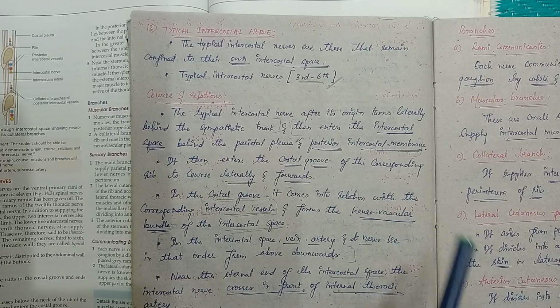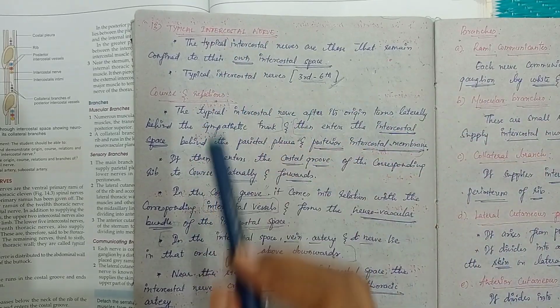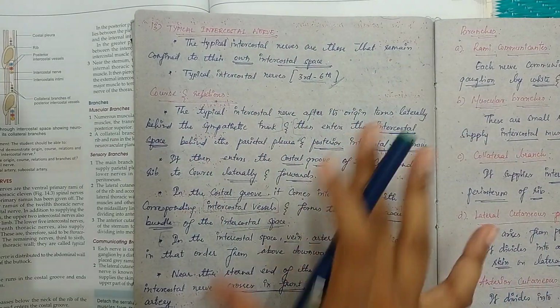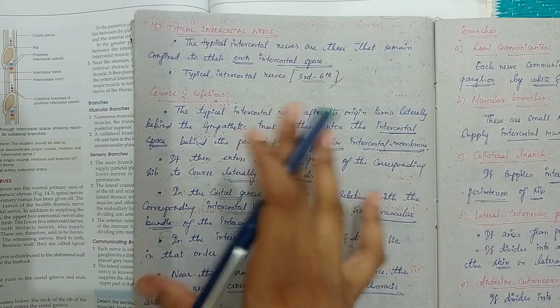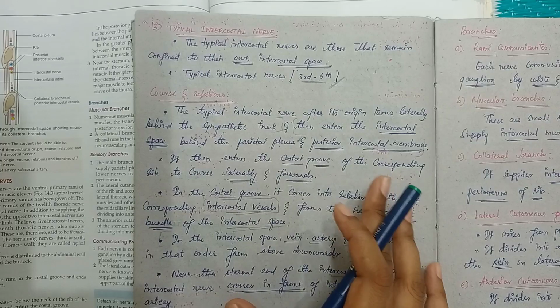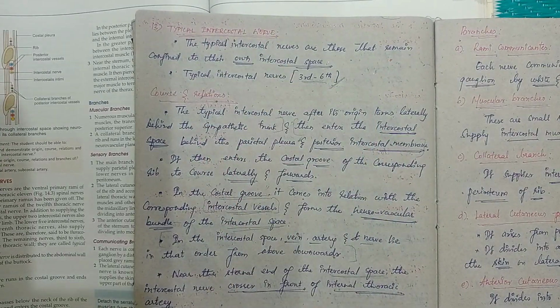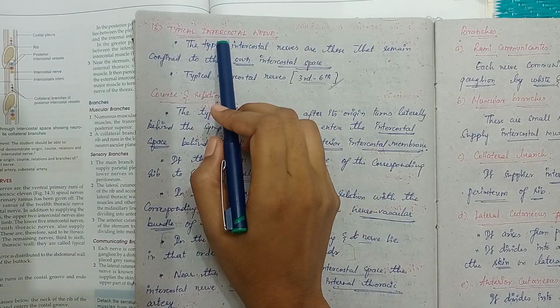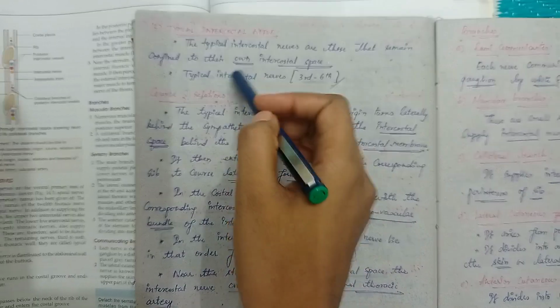Today our topic is typical intercostal nerve. It is one of the most important university questions. A little more confusing, but this is a precise note which will help you to understand and memorize easily. So, typical intercostal nerve. From this we come to know that intercostal muscles are supplied by these nerves.